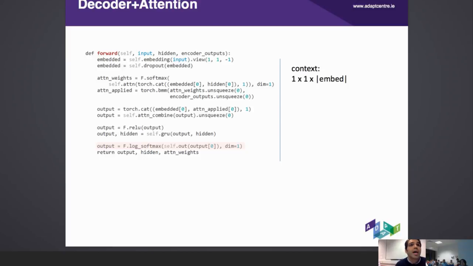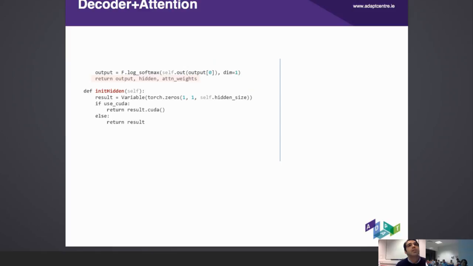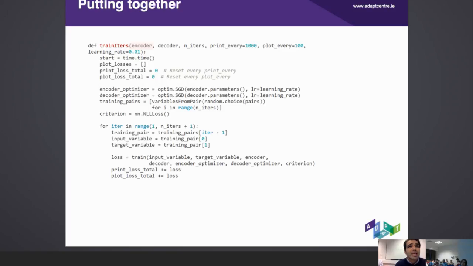So because of that, we have to take the log and compute the log of our softmax. Then we return these things, output, hidden, and the attention weights, as the output of our decoder. Similar to our encoder, we also have an initialization function to fill everything with 0 at the very beginning time step of our decoder.